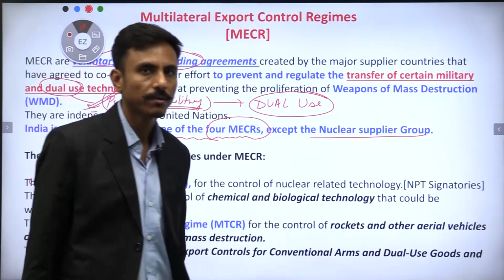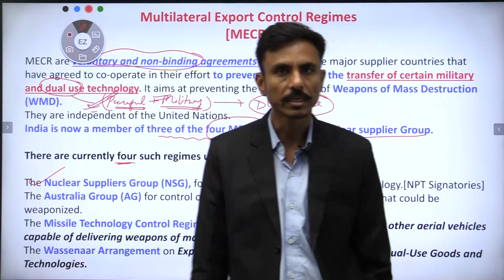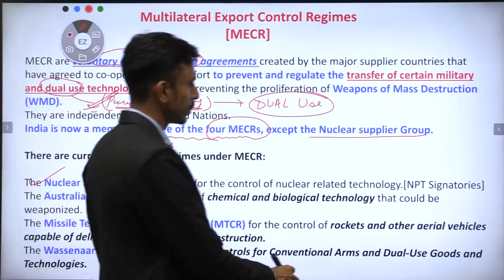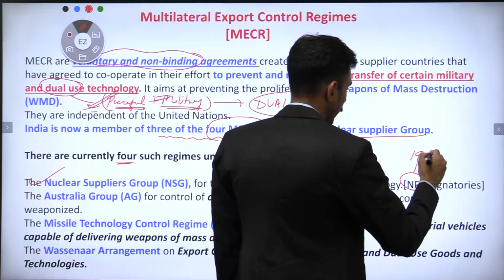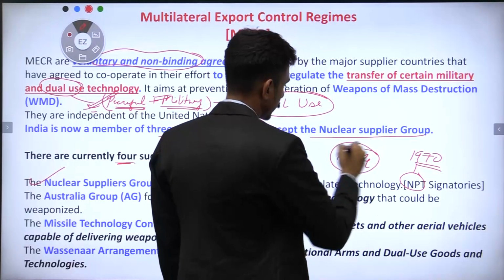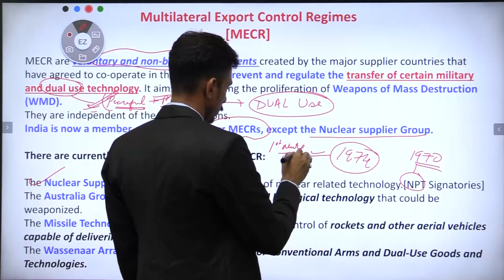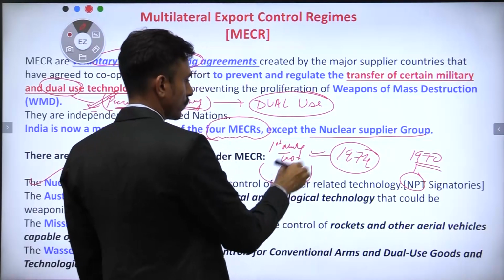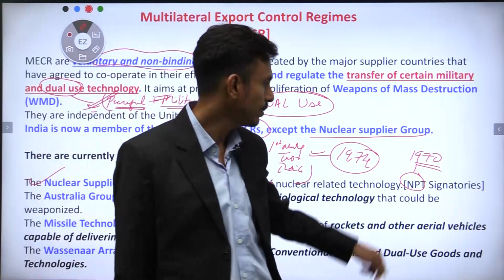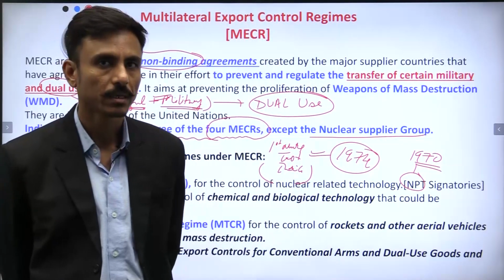Those countries which are the signatories of the NPT or Non-Proliferation Treaty are called the NSG or Nuclear Suppliers Group. You all know that the NPT was signed in the year 1970, right? And India did its first nuclear test in the year 1974. So therefore, India is not a signatory of the NPT, and India does not want to be a signatory of the NPT. Why? Because it believes that it is a very discriminatory treaty.